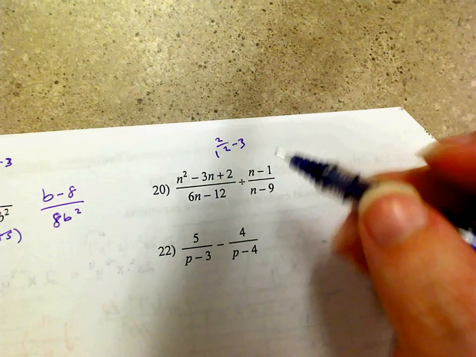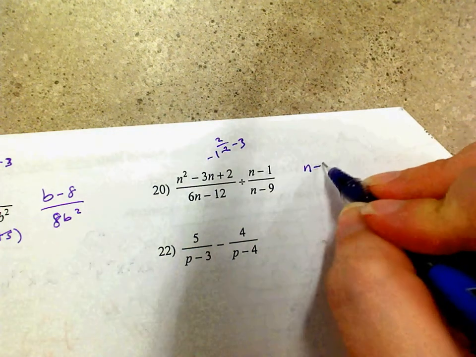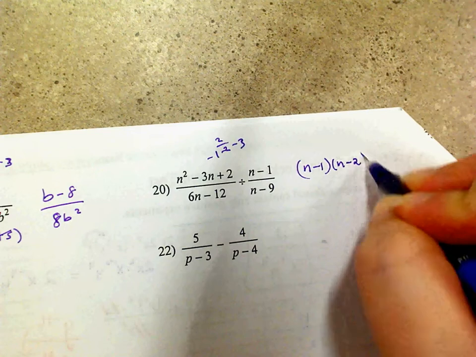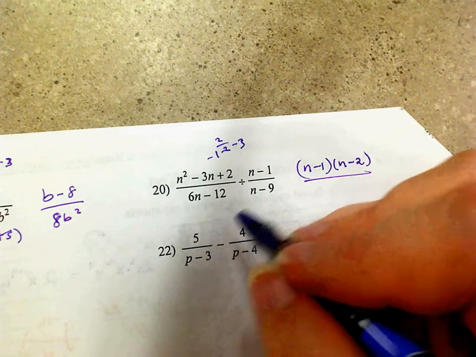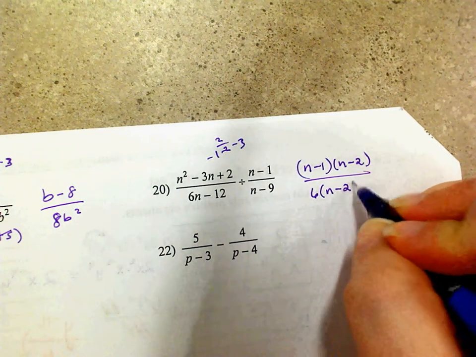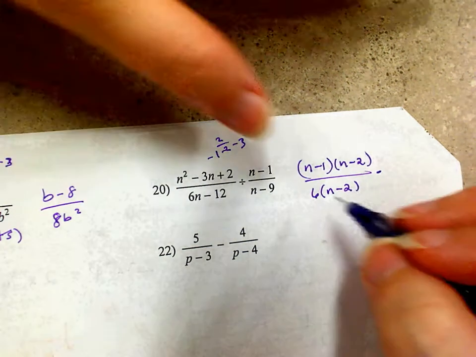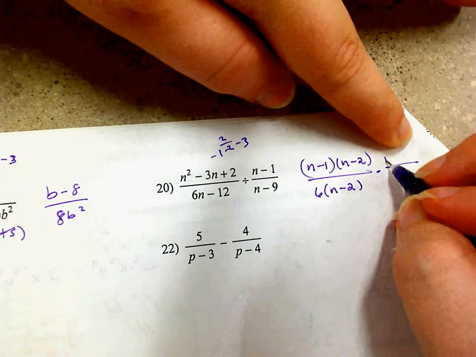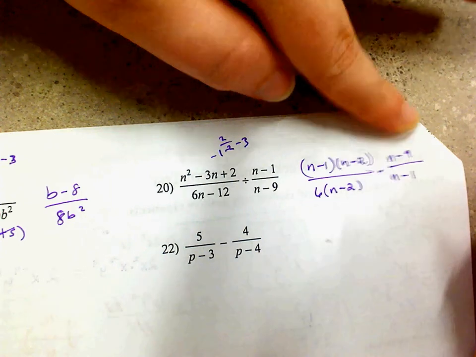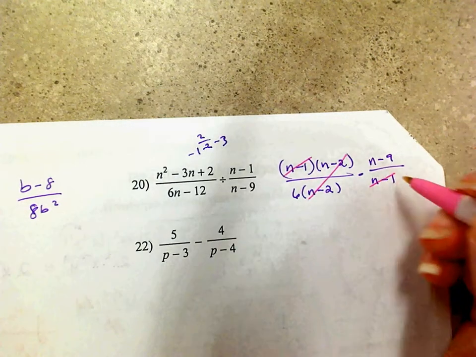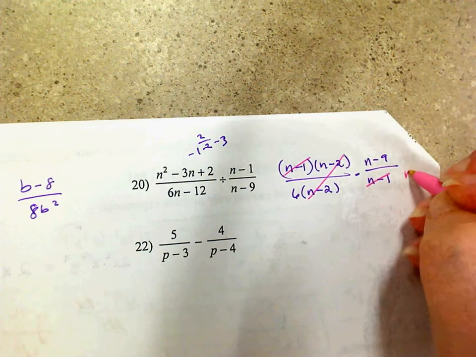So n minus 1, n minus 2, divided by, I'm going to factor a 6 out, n minus 2, times, flip this fraction, n minus 9 over n minus 1. Okay? And then I just see what simplifies. The n minus 2's cancel, the n minus 1's cancel, final answer, n minus 9 over 6. And there you go.